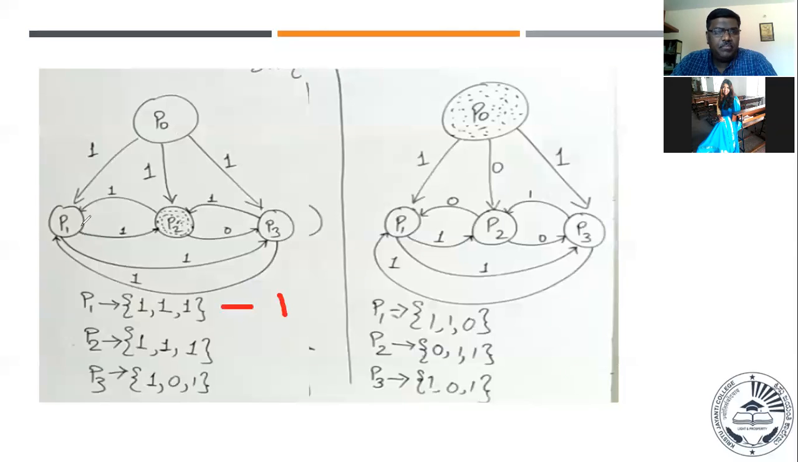Then P2 is receiving 1 from P0, 1 from P1, and from P3 also 1. So the maximum of this is 1. And here P3 receives 1 from P0, 0 from P2, and 1 from P1. So there are two ones and one 0, and the maximum is 1.